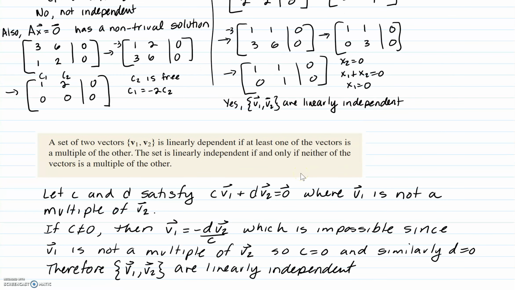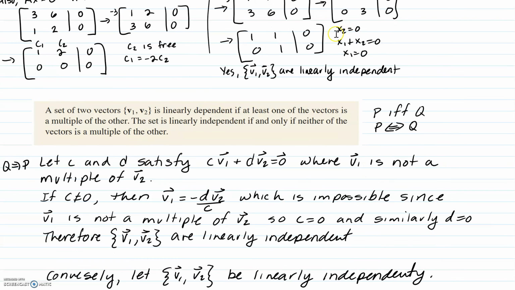So what we proved here is, if you had P if and only if Q, I'll write it like this. We proved here if neither vector is a multiple of the other, then it's linearly independent. So we actually did Q implies P. If we wanted to do this the other way around, meaning conversely, let v1, v2 be linearly independent, that would be P implies Q. We want to show that neither of the vectors can be a multiple of the other.